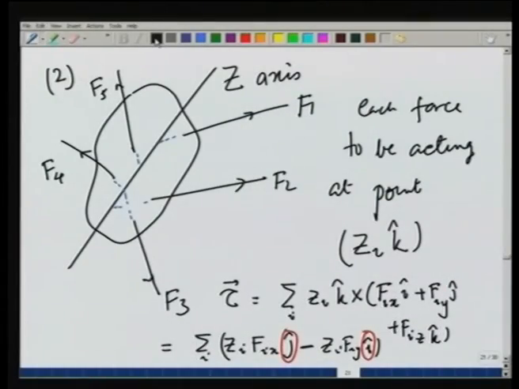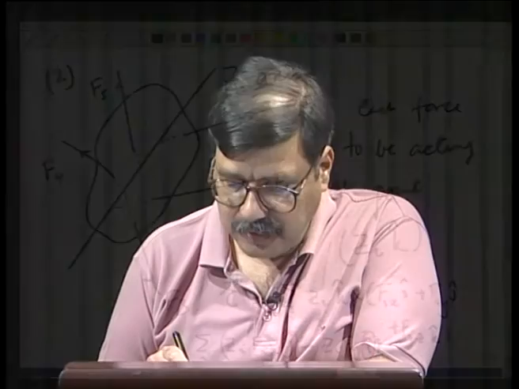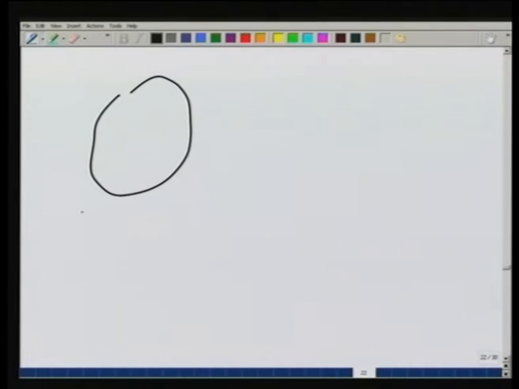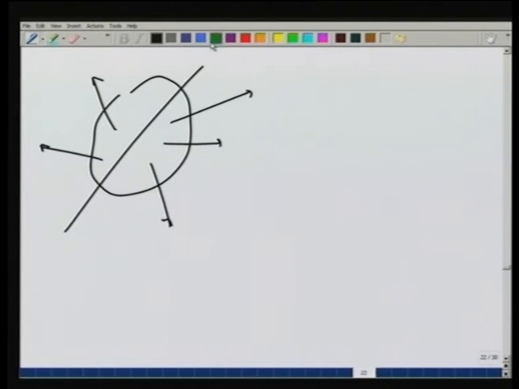Such forces are called concurrent on a line. So, forces concurrent on a line give me torque tau z equal to 0. So, let us rewrite it. We have a situation where all the forces are concurrent on a line, that is they all intersect one particular line which we are taking to be the z axis.